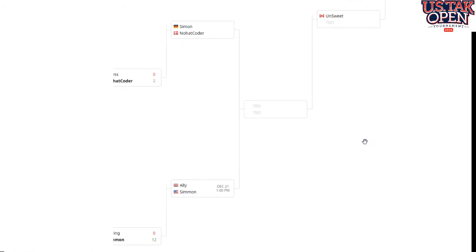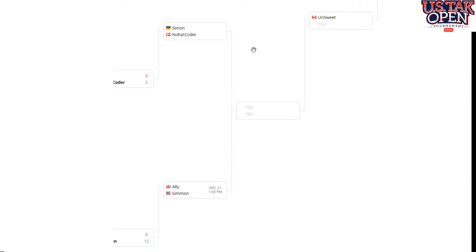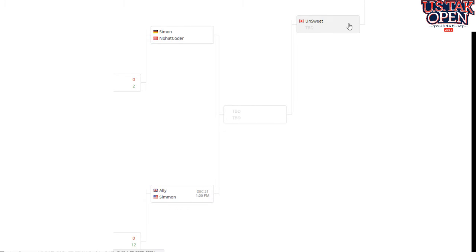The winner of this match will go on to face the winner of the Simmon versus No Hat Coder. And then, as you can see, Unsweet yesterday was just knocked down into the last match of the losers bracket, which is the semifinal. So we will get to see who Unsweet faces after these people are all filtered down. One of these four people will be facing Unsweet to go into the finals.